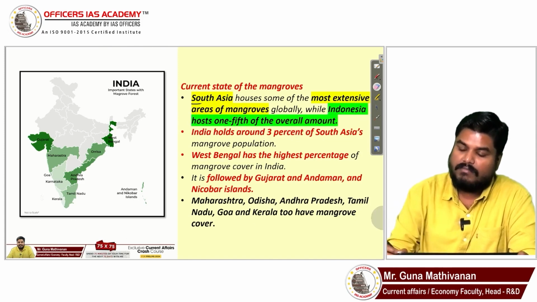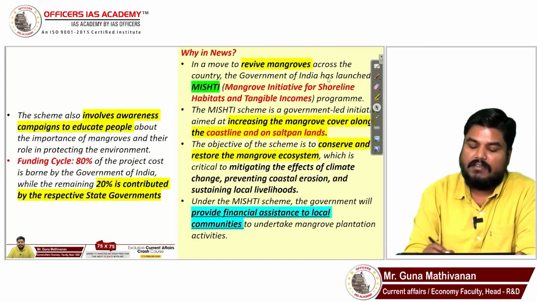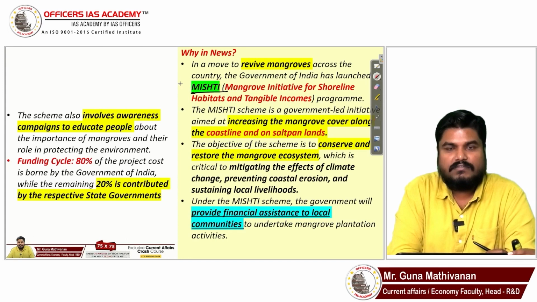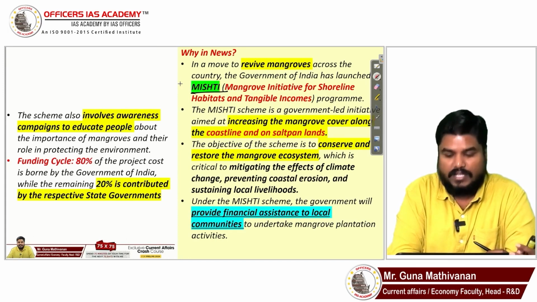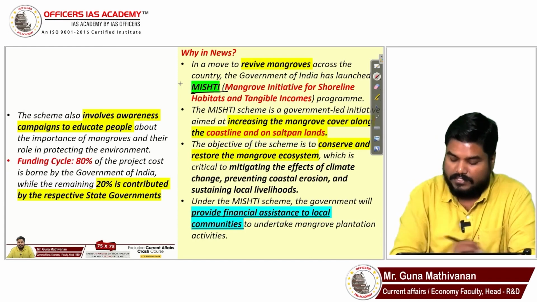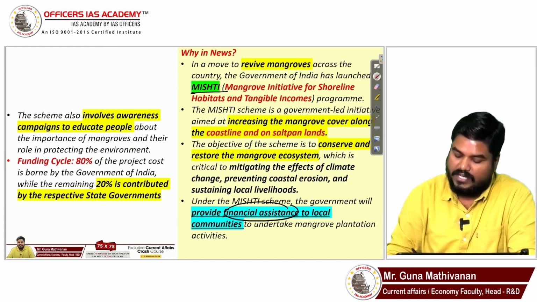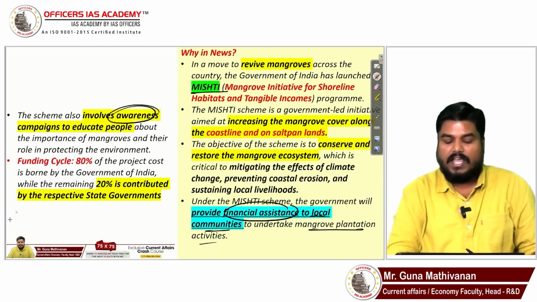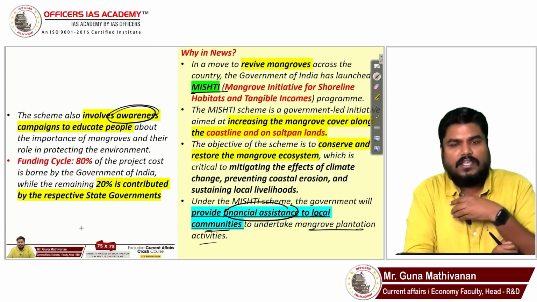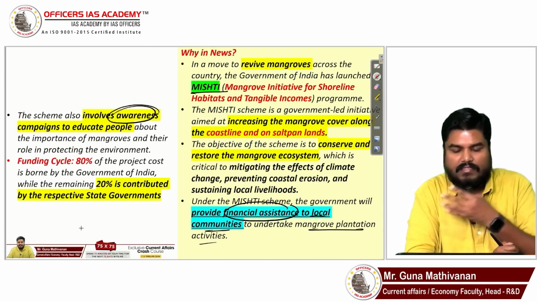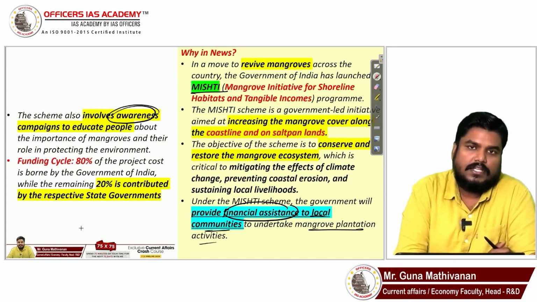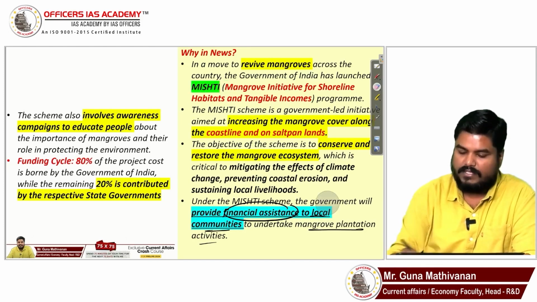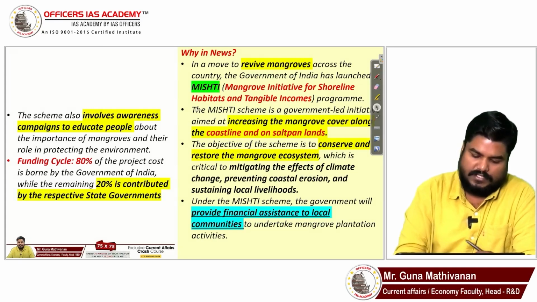To protect and improve the mangrove cover, the government came with this program MISHTI, Mangrove Initiative for Shoreline Habitats and Tangible Incomes. Under this program, local communities will be given incentives for mangrove plantations. It provides financial assistance to local communities to undertake mangrove plantation and creates awareness among the people about the importance of mangroves. The ultimate idea is to improve the mangrove cover along the shorelines and the salt pan lands. Okay. 80% of the funding will come from the central government and 20% will be contributed by the state governments. So this is why it was in the news.